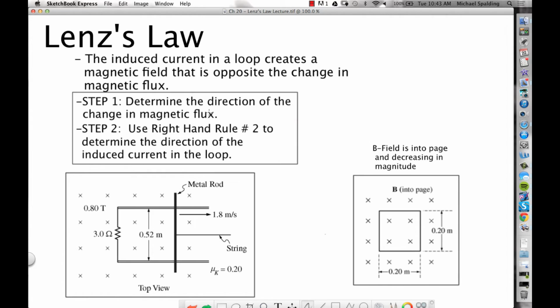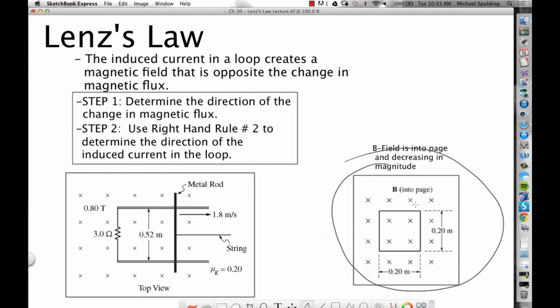All right, now how do you do it? Here's what Lenz's law says. The induced current in a loop creates a magnetic field that is opposite the change in magnetic flux. So first thing I want to point out here is there are 2 magnetic fields going on. So look at this situation right here. Obviously we have the magnetic field that's given in the problem. That's the first magnetic field. What's the second magnetic field? The second magnetic field is the magnetic field produced by the induced current.